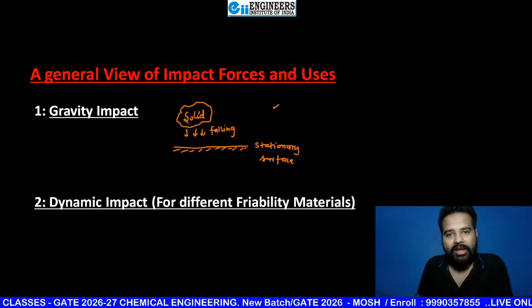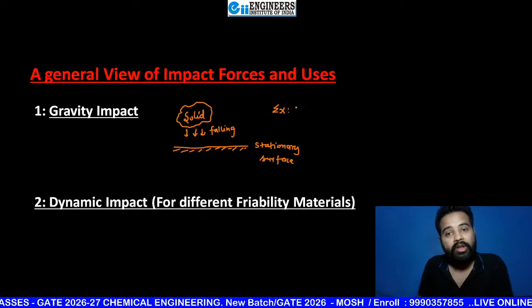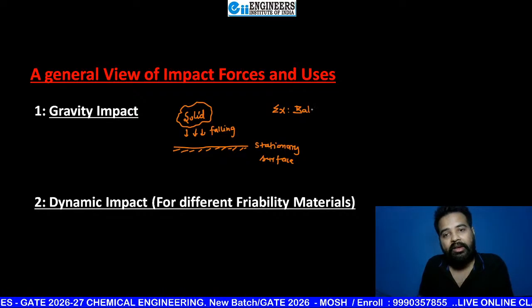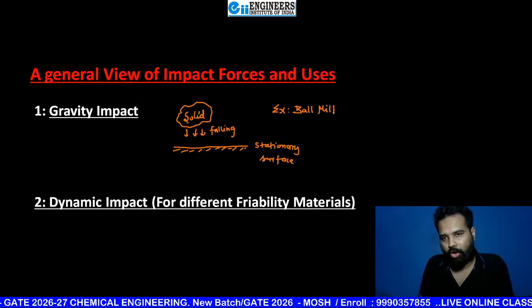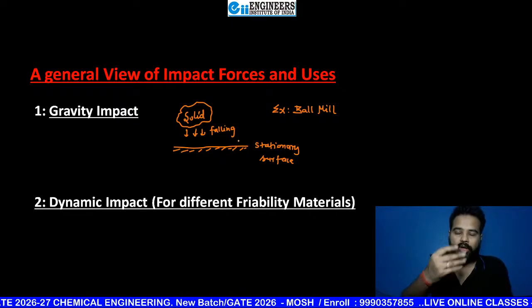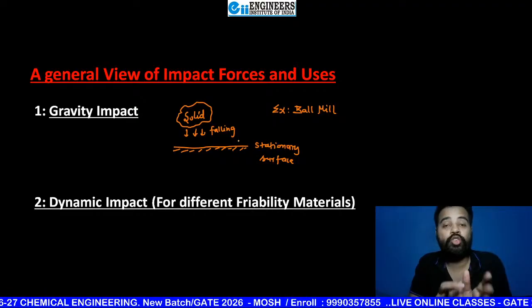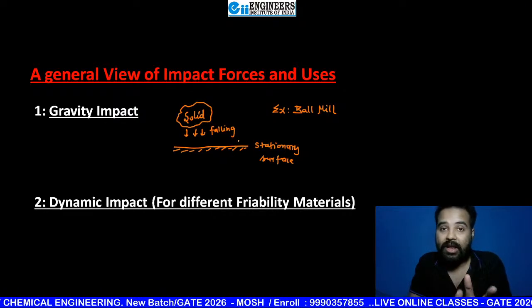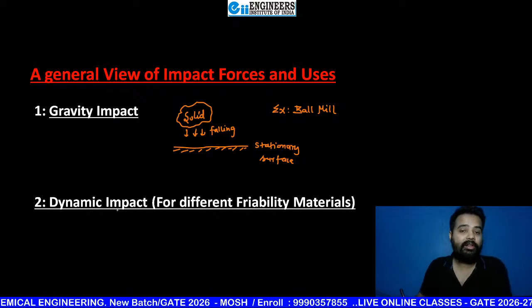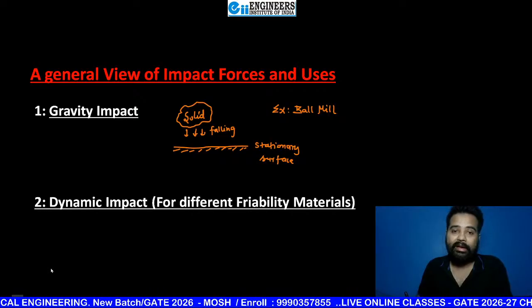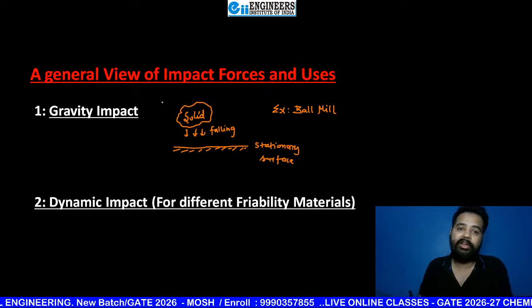If you want to check an example, beta, you will soon see this phenomenon in the ball mill. What is a ball mill, sir? You are not going to teach us? Definitely, beta, along with diagram, figure, derivation, numericals present in the syllabus. Important topic. Lots of numericals already asked in the GATE examination. So this is gravity impact.